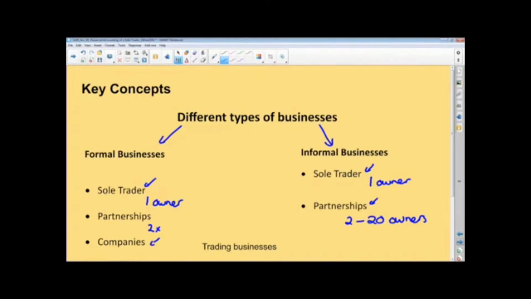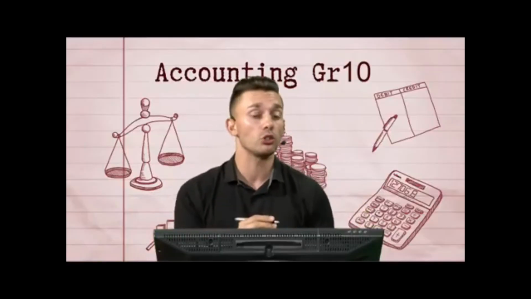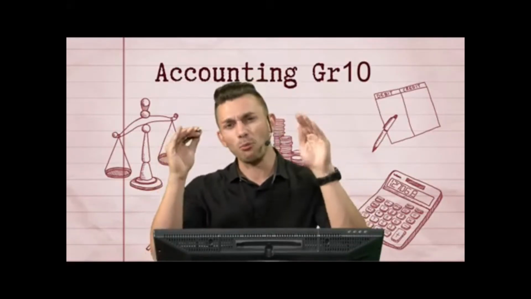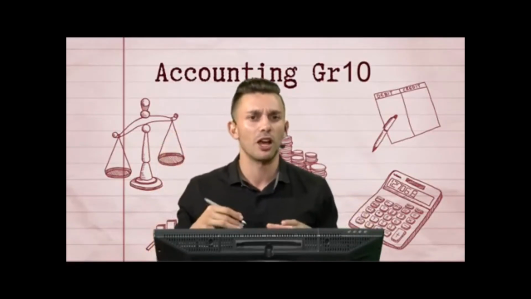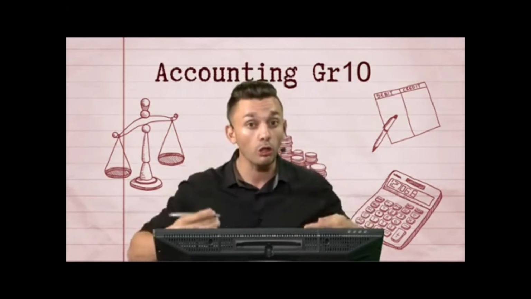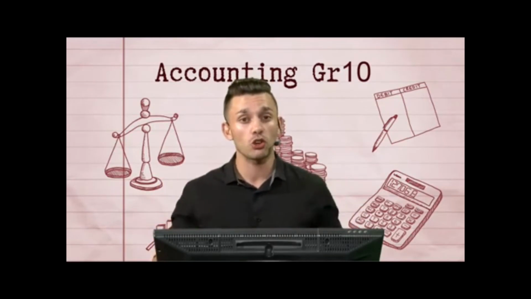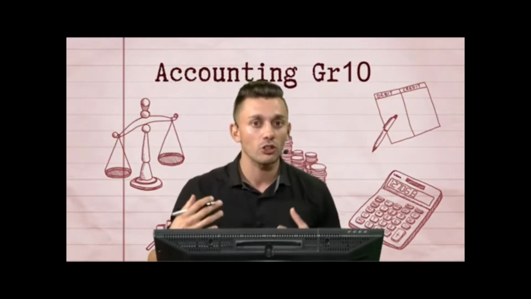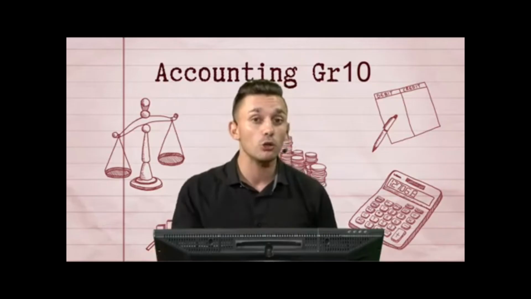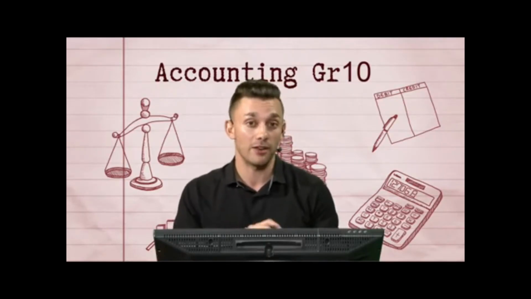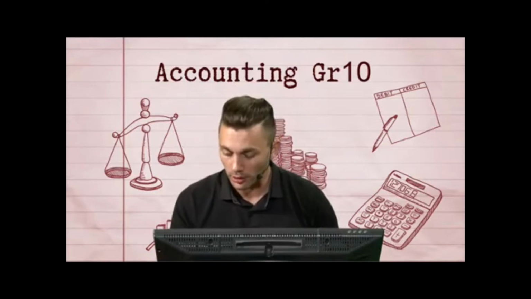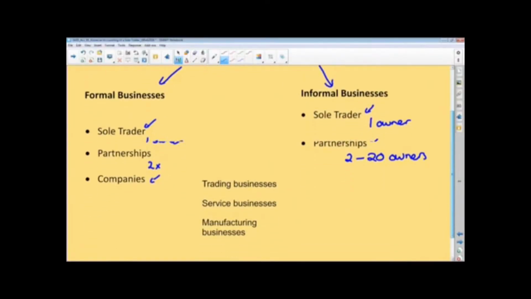Now, companies again, grade 12 work, not very important now, but there's more or less a format that we're going to cover. We're going to cover most of the stuff in grade 10. We're going to build on the stuff that we do in grade 10 in grade 11, and then again build on the grade 10 and 11 work in grade 12. So very, very important. We need a strong foundation. The stronger your foundation on the sole trader work, the easier you'll find the work in grade 11 and 12. But let's quickly continue with your types of businesses.